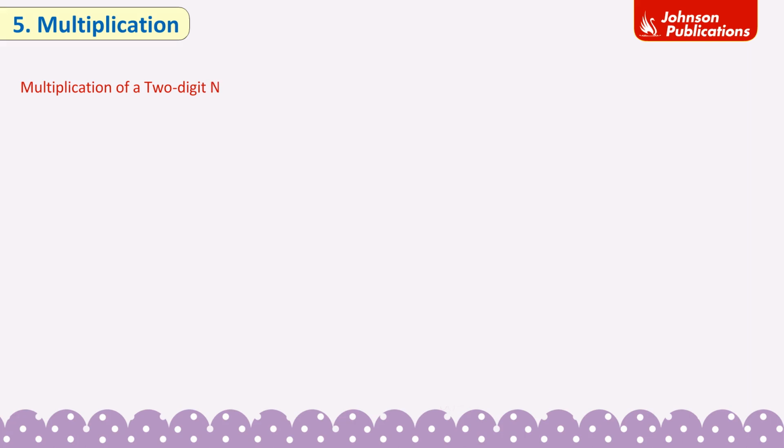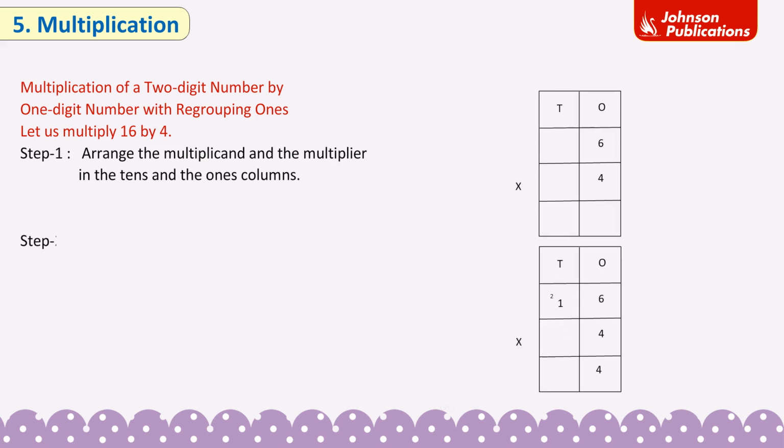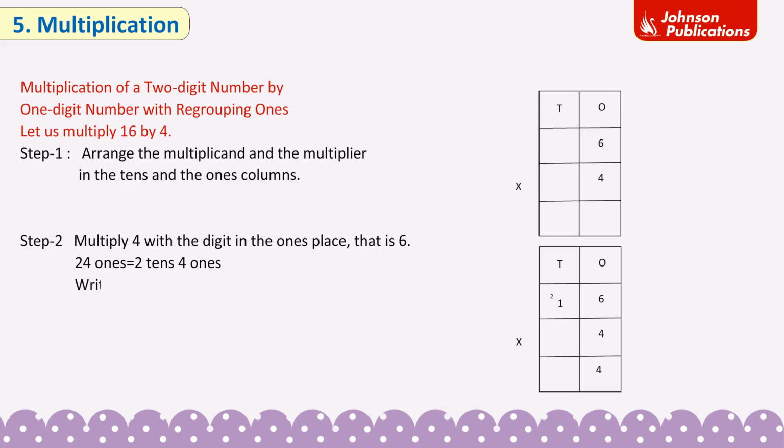Multiplication of a 2-digit number by 1-digit number with regrouping ones. Let us multiply 16 by 4. Step 1. Arrange the multiplicand and the multiplier in the tens and the ones columns. Step 2. Multiply 4 with the digit in the ones place, that is 6. 24 ones equals 2 tens, 4 ones. Write 4 in the ones place and carry over 2 to the tens column.